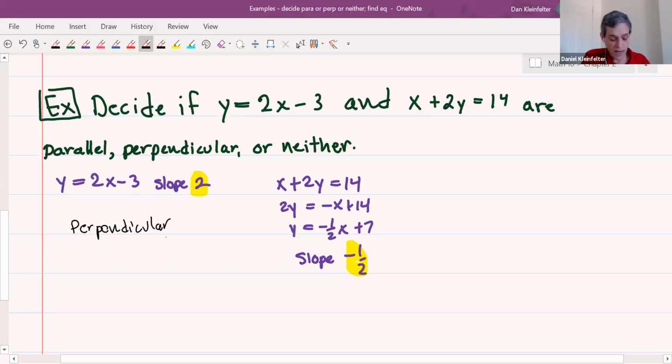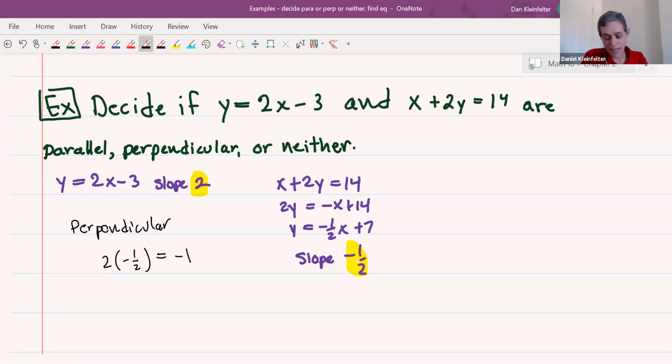Okay, 2 and -1/2 are negative reciprocals of each other, and if we multiply them, we're going to get -1. All right, so I'm going to go ahead and draw the graph of these two. So let's see that.